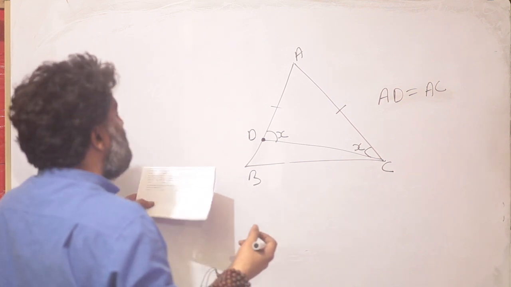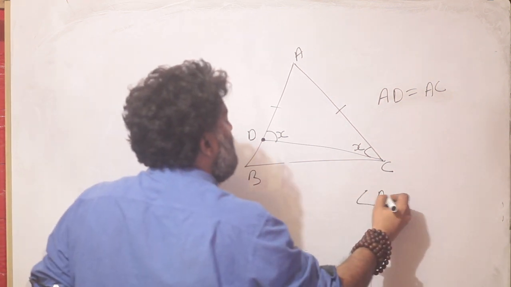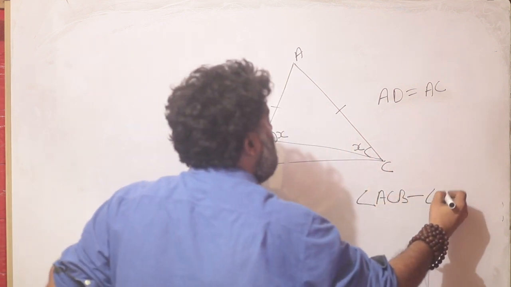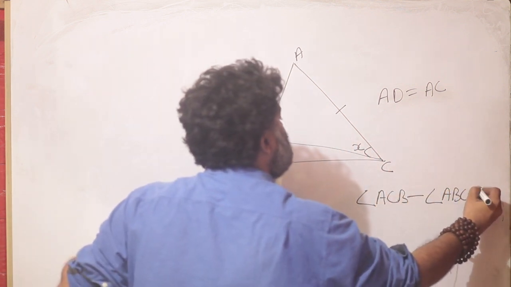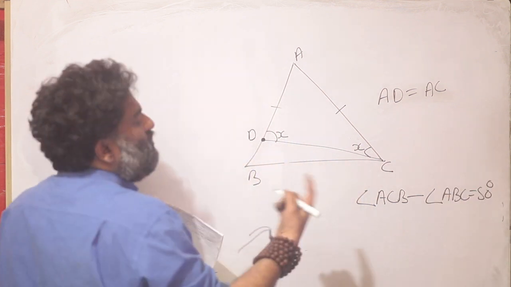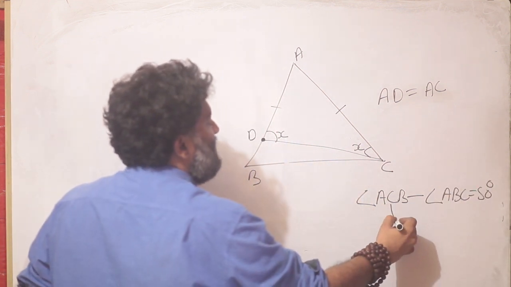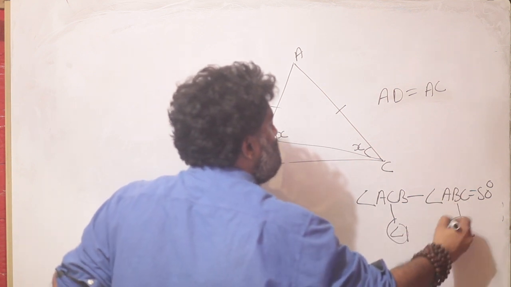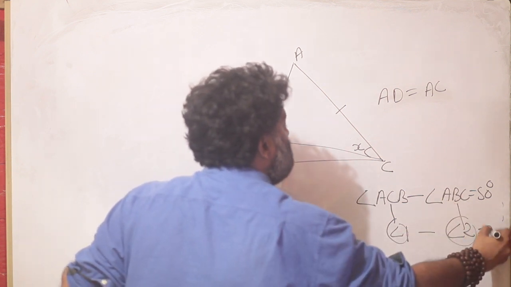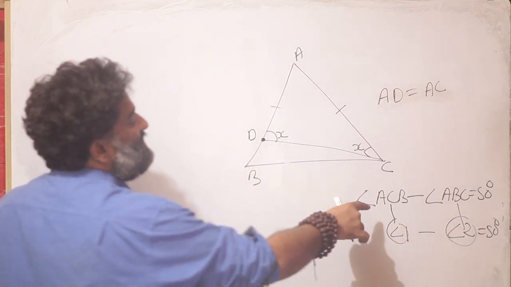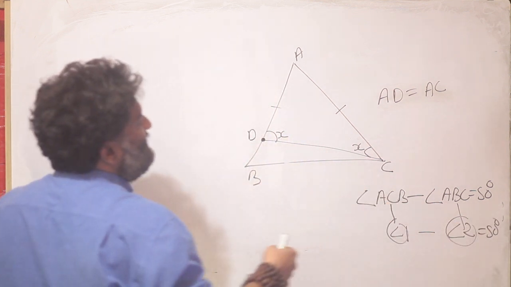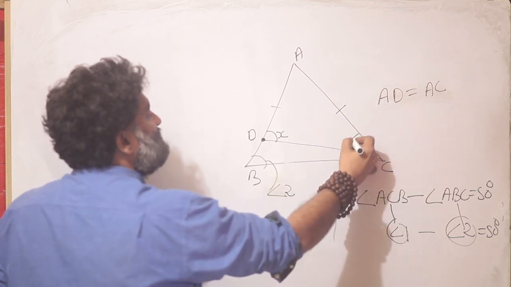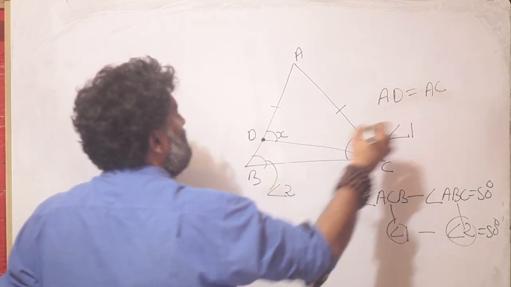What else is given in the question? That angle ACB minus angle ABC is equal to 50 degrees. For a minute, for easy reference, I'm going to call this angle 1 and I'm going to call this angle 2. So I know angle 1 minus angle 2 is 50 degrees. Just so that we don't have to write ACB, ABC over and over again. So this would be angle 2 and this whole thing is angle 1.